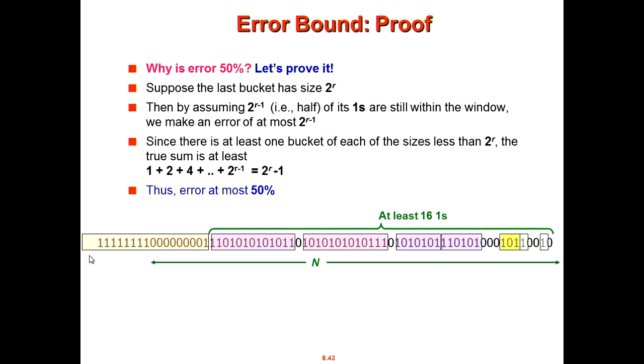As in this example, the largest bucket has 16 ones. But we have at least one bucket of size 1, one of size 2, one of size 4, and one of size 8, so we know at least 16 ones are contained in the final sum. The error we make at most is half of the largest bucket, so it's at most 8. So the error is at most 50%.